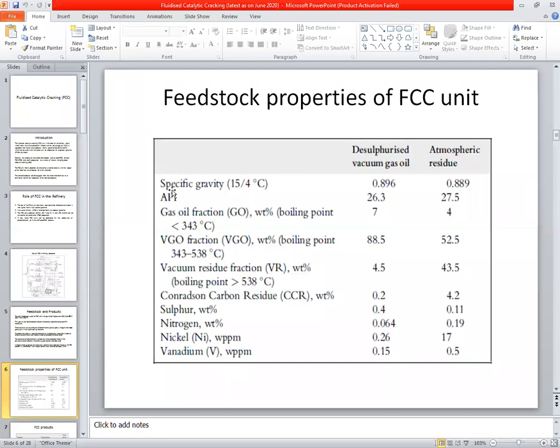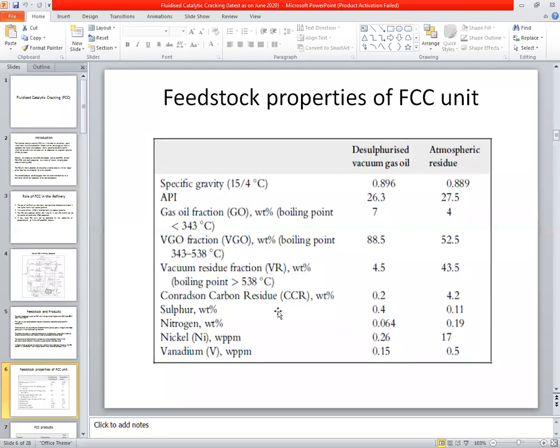API, you already know, API stands for American Petroleum Institute. Based on that, desulfurized vacuum gas oil, VGO is the abbreviation for vacuum gas oil. So around 26, this one is a bit higher, around 27. These are some fractions given. Here, these are the sulfur, nitrogen, all the impurities content, and they should be lower and lower, very low.